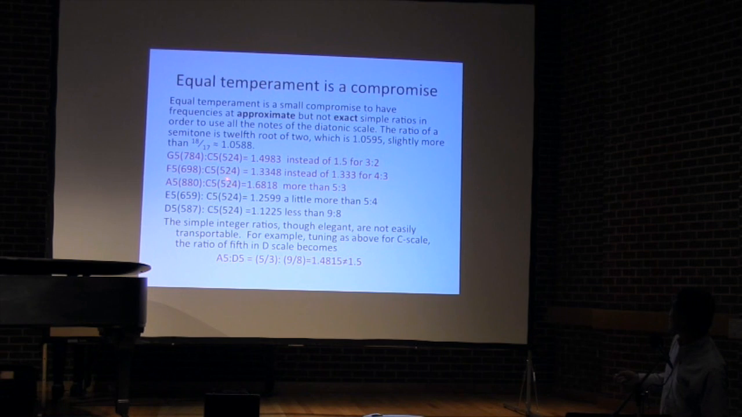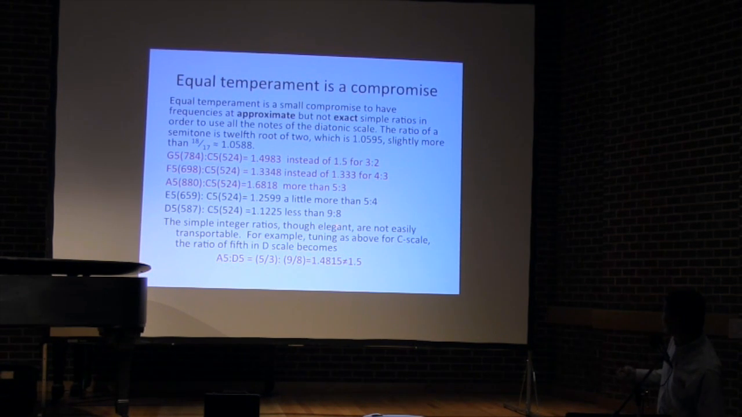And then the same thing here: this will be the fourth, which is 4 to 3. And then the sixth, C to A, is 5 to 3. And then the third will be 5 to 4. So 2 to 3, 3 to 4, 4 to 5, and then 3 to 5. And then from C to D, it will be 9 to 8.